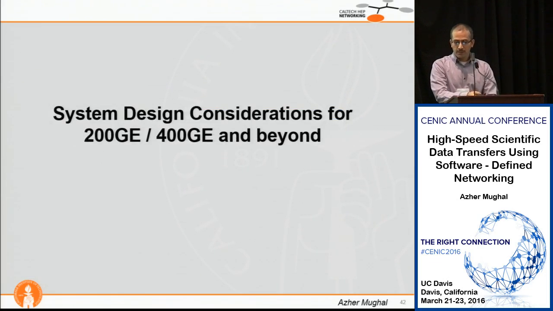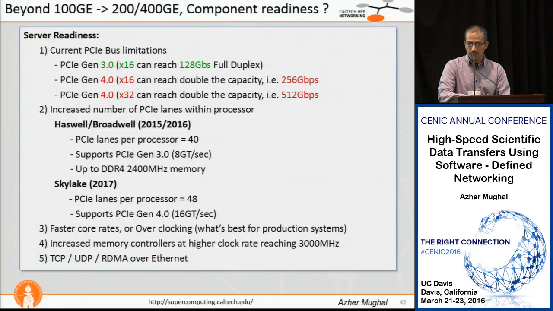Moving forward, we have been hearing about the 200 gig network and the 400 gig network, and I thought it might be interesting to look at what we have to watch for in these next-generation networks. Currently PCI Gen 3.0 supports only 8 gigatransfers per second per lane. That means for an X16, you can reach 128 gigabit per second, full duplex. It's a full duplex serial bus.